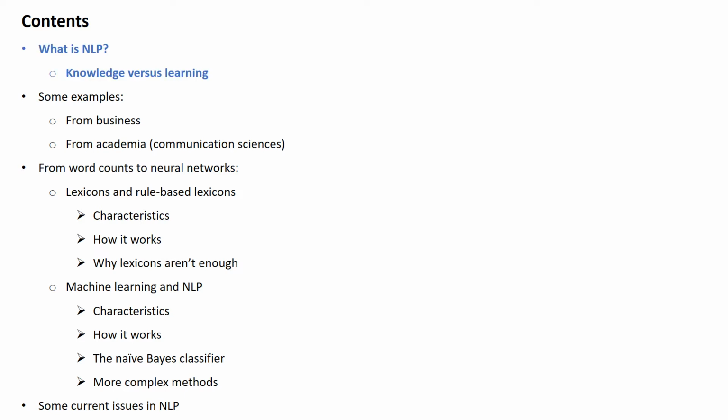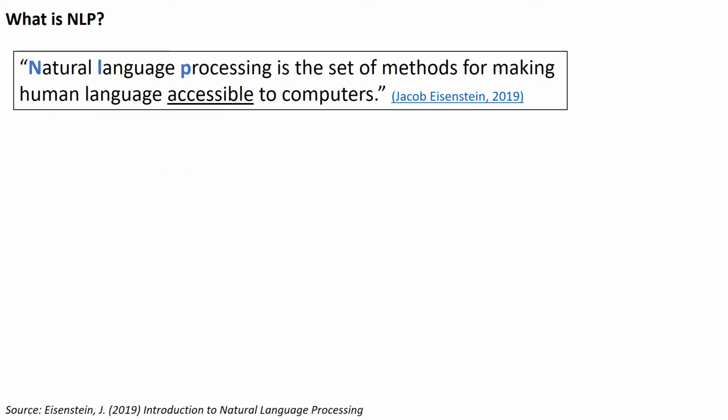So first up, what is natural language processing? When we talk about natural language processing, we are referring to a set of methods for making human language accessible to computers. Imagine that you're feeding a piece of text to a computer. In and of itself, the text doesn't mean anything to the computer. To the computer it's just a series of ones and zeros, of bits and bytes. NLP refers to all those techniques that allow the computer to extract something meaningful from said piece of text.